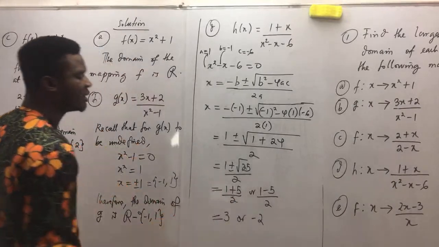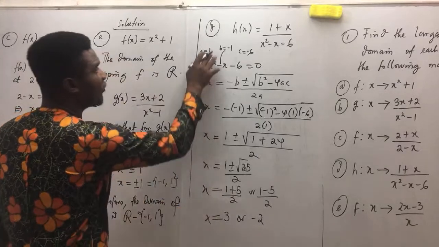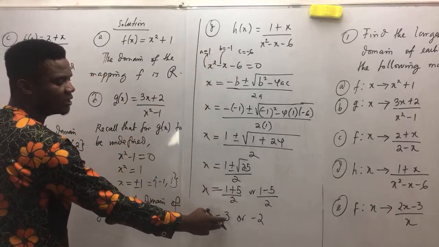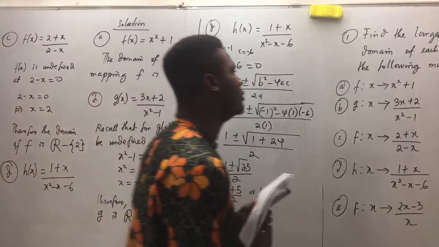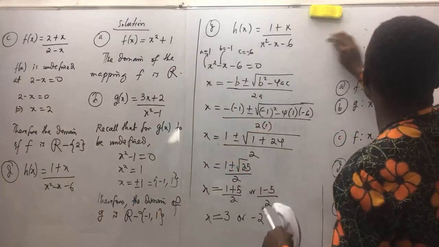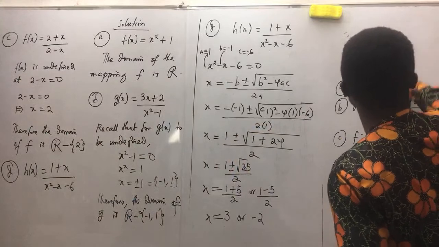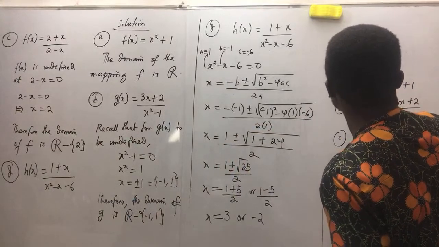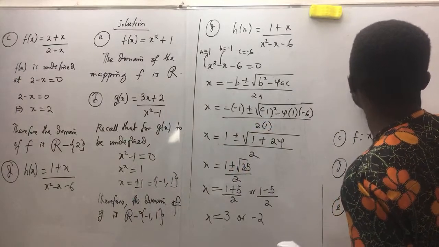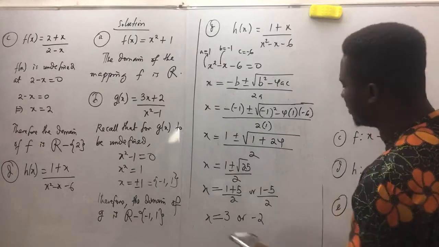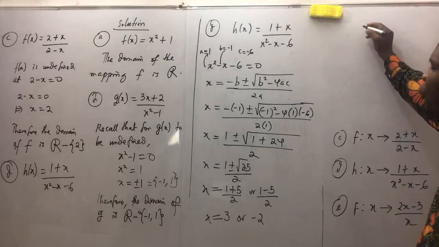So once you do that, you now know that the values of x for which this function h of x is undefined are 3 and minus 2. Then the question will be, what is the domain of the mapping, guys? The domain will be the set of all real numbers, excluding 3 and minus 2.